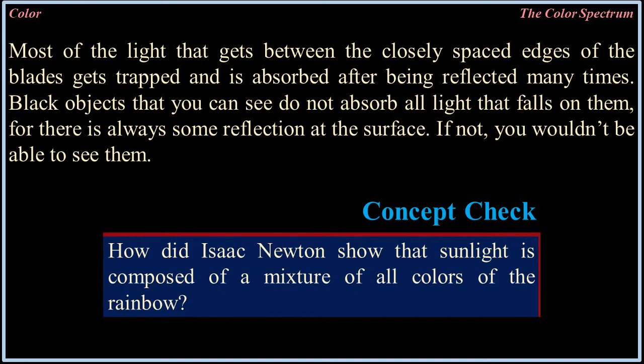Concept check. How did Isaac Newton show the sunlight is composed of a mixture of all colors of the rainbow?